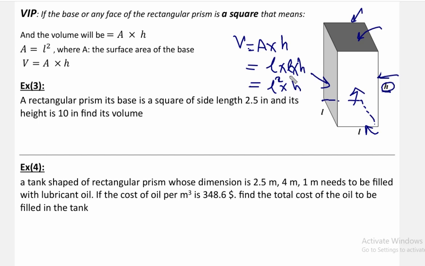It's very simple. You can also use volume equals width times length times height, and when I say that the base is a square, you know that length equals width, so we denote both length and width as L, just a name. A rectangular prism's base is a square of length 2.5 inches and its height is 10 inches. Find its volume. Volume equals, we have a square base, that means we have L and H. Then we have 2.5 times 2.5 times 10.